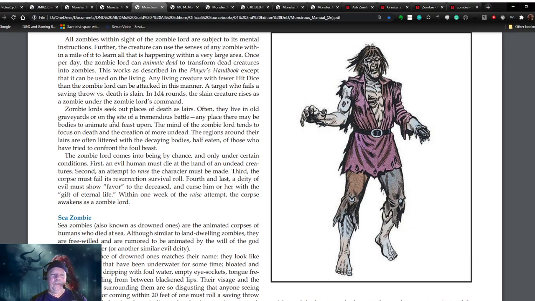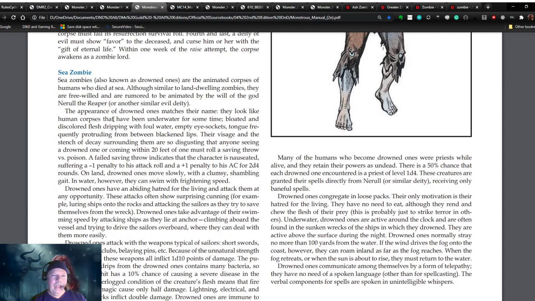So they seek out places of death as lairs, live in old graveyards at the site of a tremendous battle. And sea zombies, also known as drowned ones, are animated corpses of humans who died at sea.